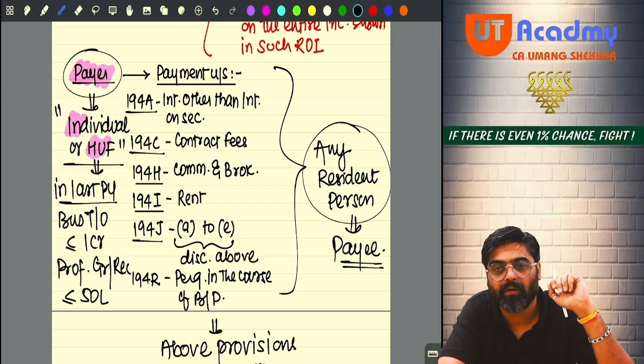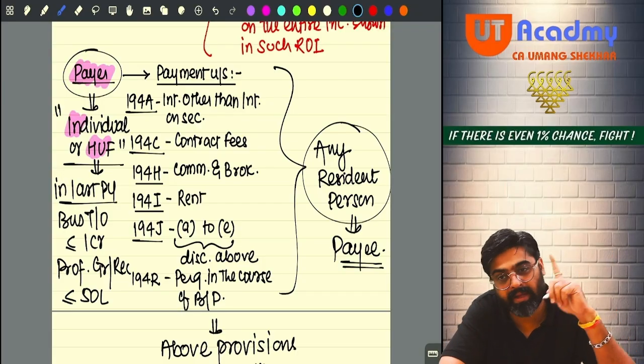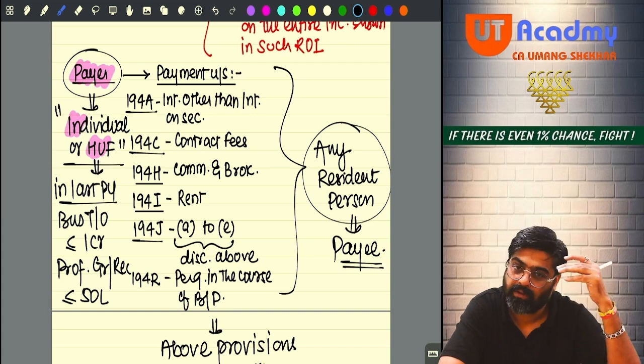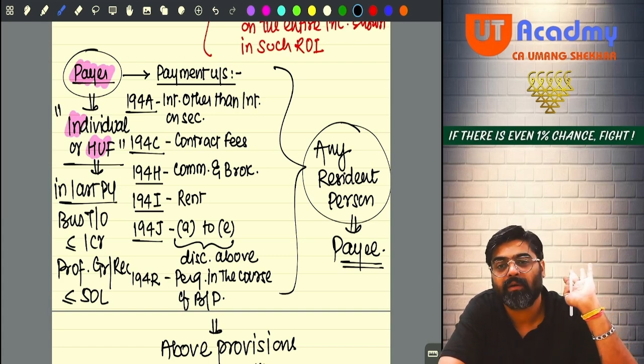Any other payer making these type of payments, for them you are not supposed to see these limits.